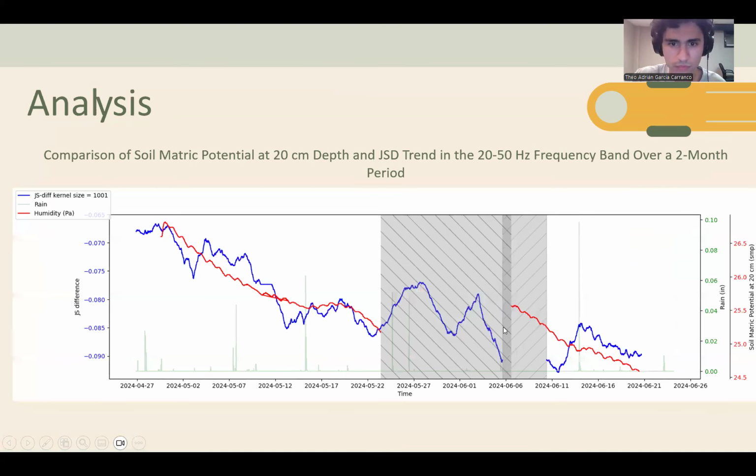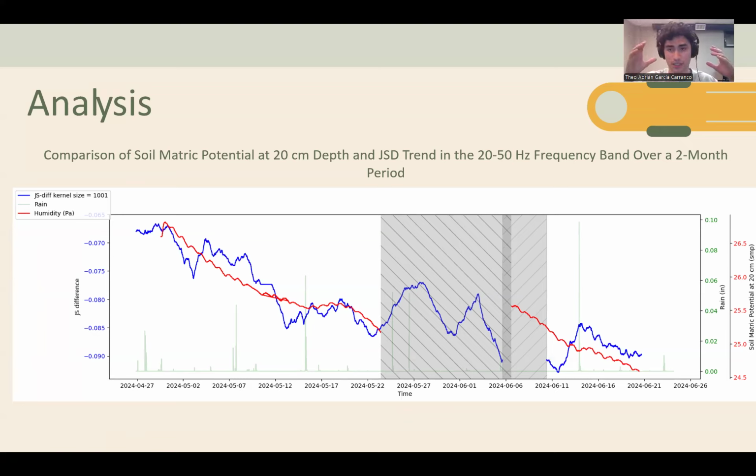So if we average this out, we see the tendency of the KL during the entire time, and we compare it now with real soil moisture data. The soil moisture metric that we're going to be working with is the soil matric potential at 20-meter depth.